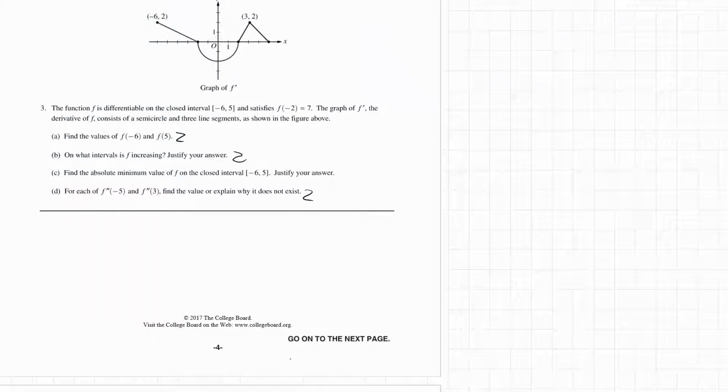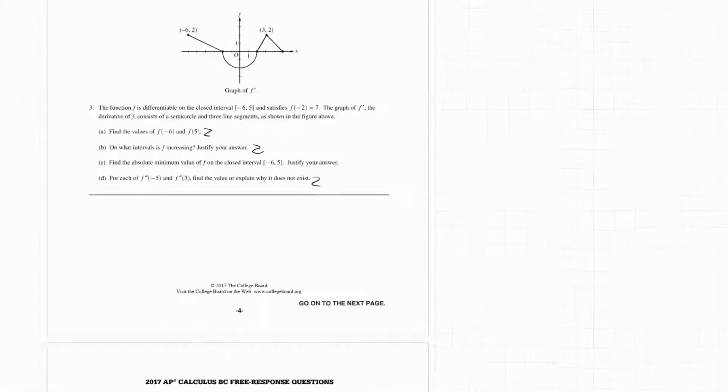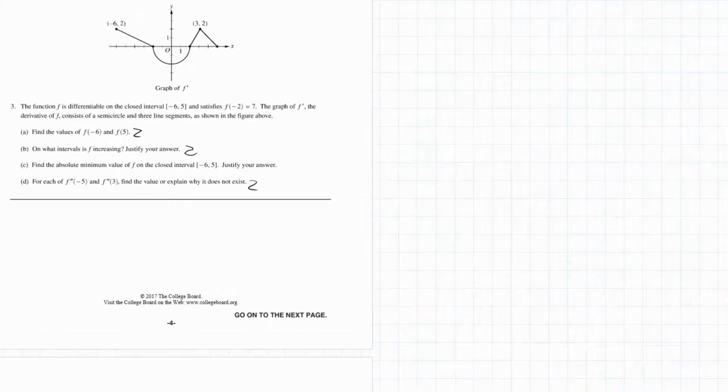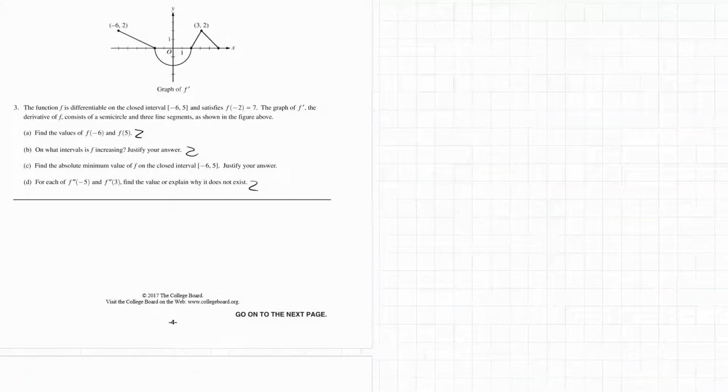Here we will be doing question 3 of the free response section of the BC Calculus exam in 2017. So this question gives us a graph of f prime, which is shown above, and it gives us a reference point at f of negative 2. The first part of this question, part A, asks us to find the values of f of negative 6 and f of 5. Notice that it doesn't ask for the f prime value. We need to look for the f value.